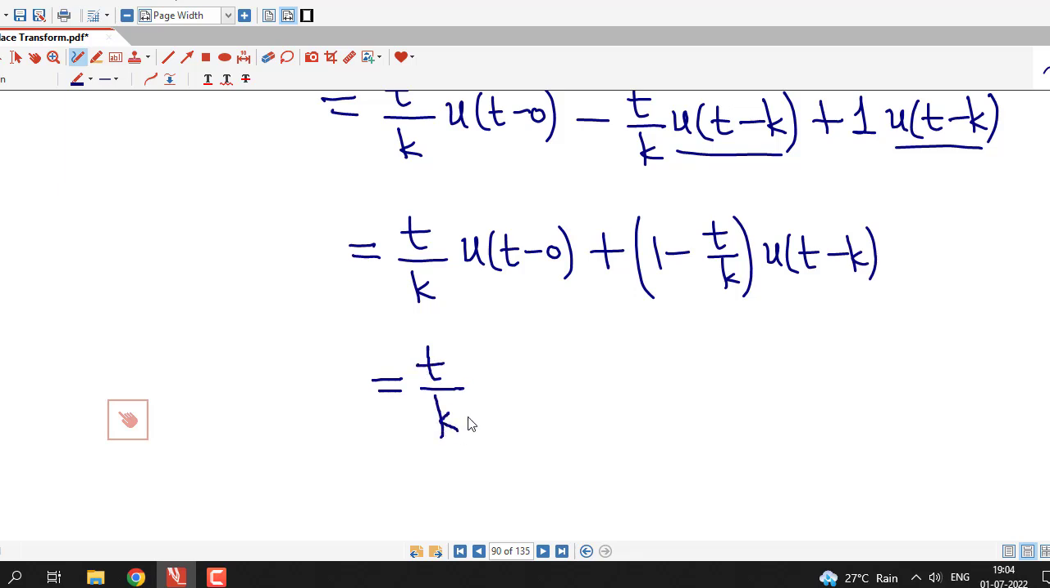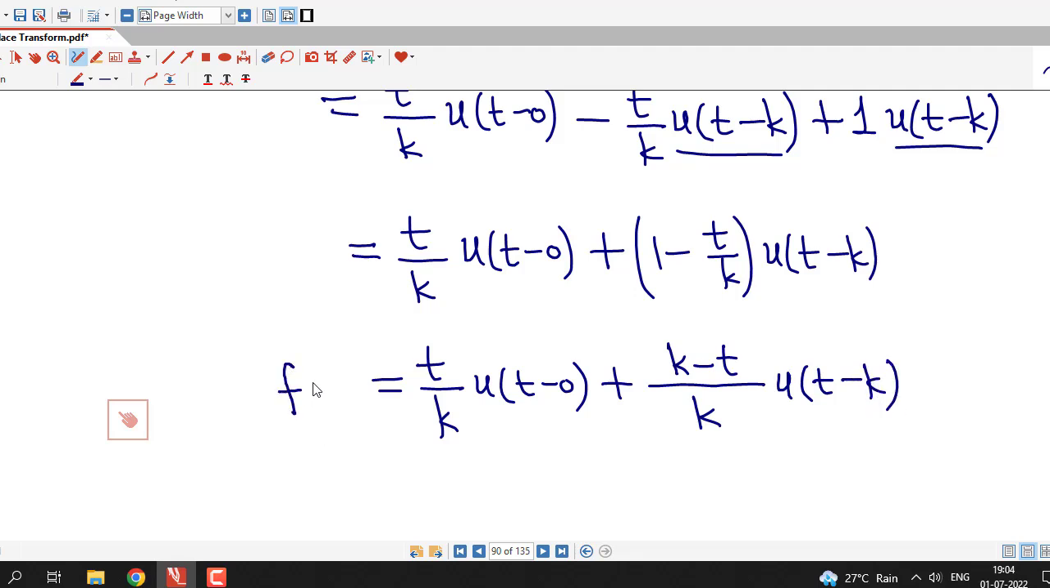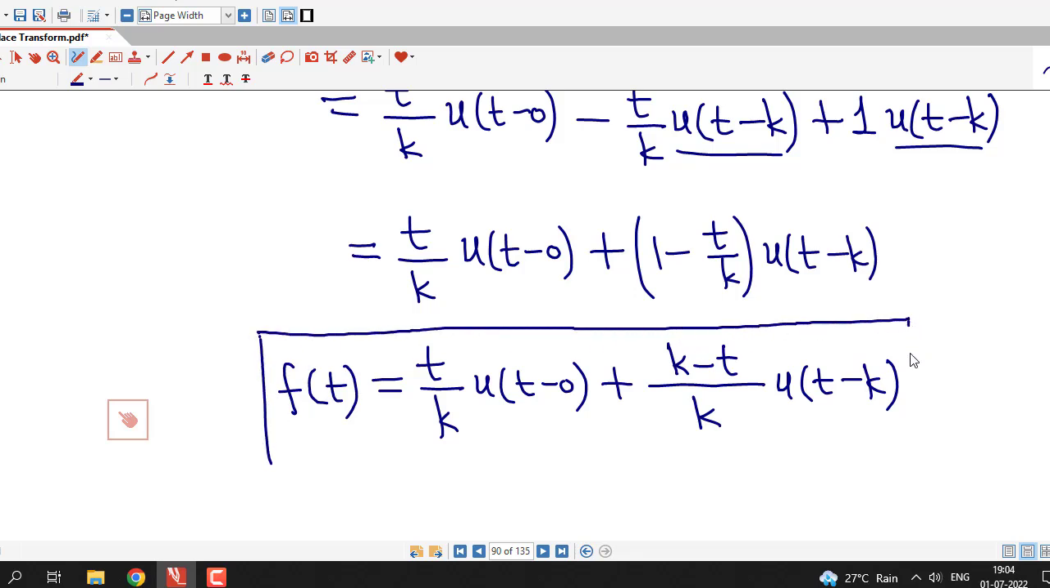This is t divided by k u of t minus 0. This I can write by taking k as LCM. I can rewrite this as k minus t divided by k times u of t minus k. So we are able to express the given function f of t in terms of unit step function.